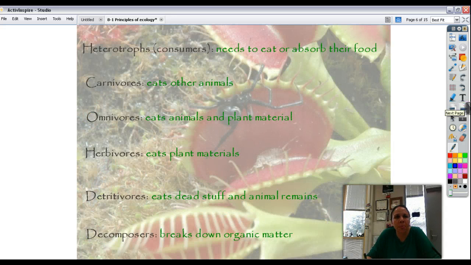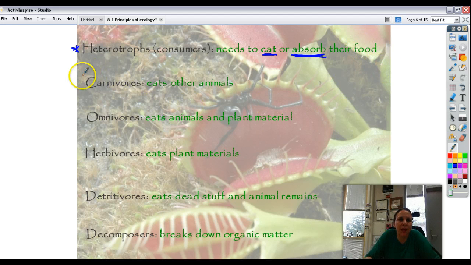All right, so if you eat food, not produce your food, you're considered a heterotroph or a consumer. So autotrophs are plants, heterotrophs are not plants. Producers are plants, consumers are not plants. So heterotrophs, us, we need to eat our food either with a mouth, or we need to absorb our food directly through the skin of the organism, like a mushroom.